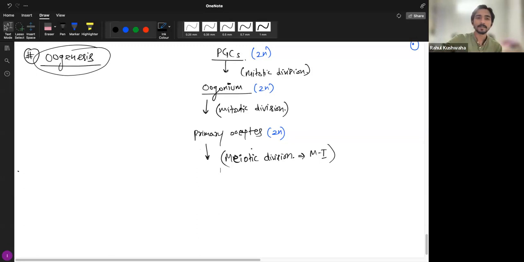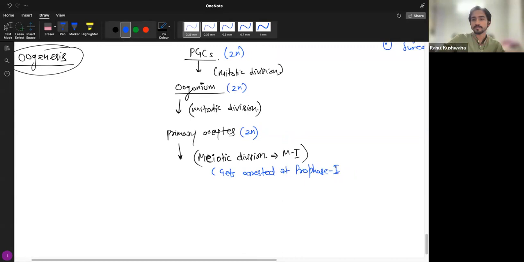So M1 begins, but all these primary oocytes get arrested at prophase 1. The first phase of the first meiosis cycle. They get arrested. The moment they get into meiosis, they get arrested. And they stay arrested. So all of this from PGCs to here is happening during the embryonic stage. Remember that from spermatogonium onwards, everything starts after puberty in males. But in females, it is already happening in the embryonic stage.